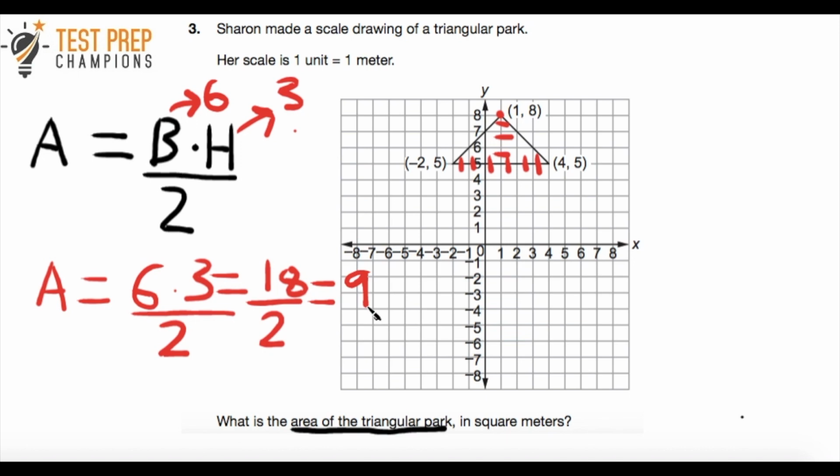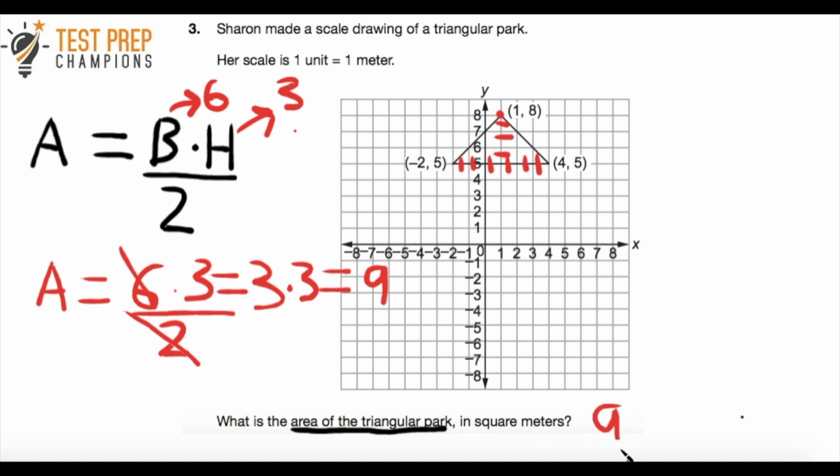Or you could have done it a different way. You also could have looked at this and seen 6 times 3, and done a simplification here. You could have done 6 divided by 2, right? And 6 divided by 2 equals 3, which would leave you with 3 times this 3 here. And we already know that that's going to equal 9. So there are 2 ways to look at the same calculation, but either way the answer is 9. So if you got that right, great work.